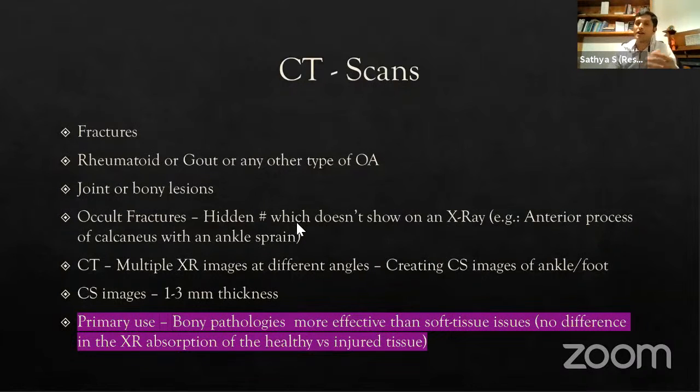It is unable to differentiate between a healthy tissue versus an injured tissue, based on the X-ray absorption. For example, if there's a calf strain or even an Achilles strain, CT scan is not the preferred method, because it doesn't differentiate between the actual injured structure versus a non-injured area.